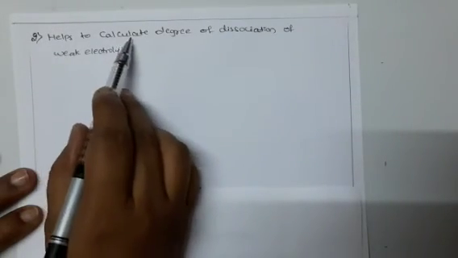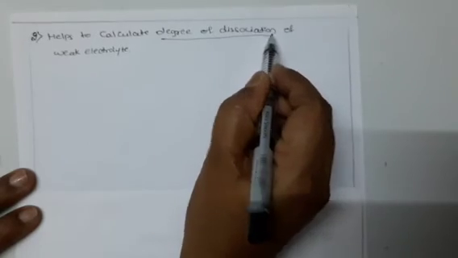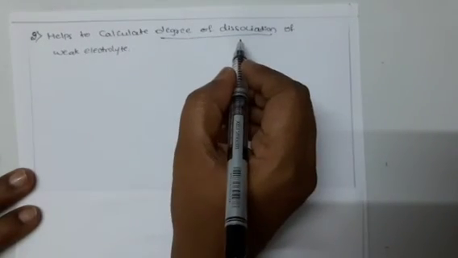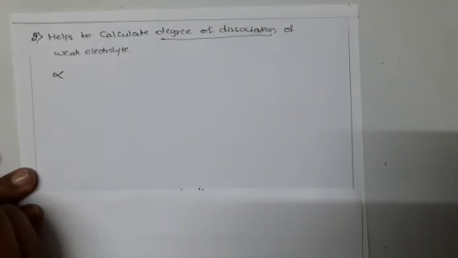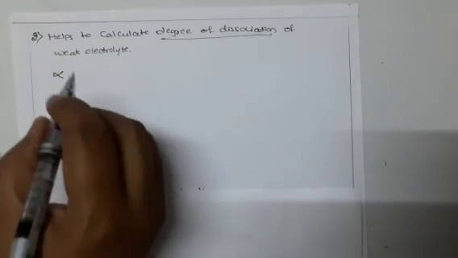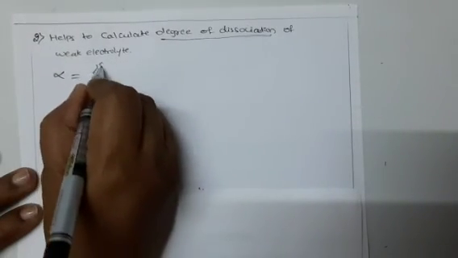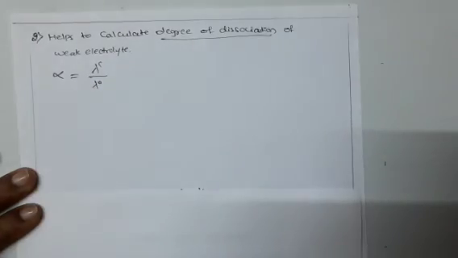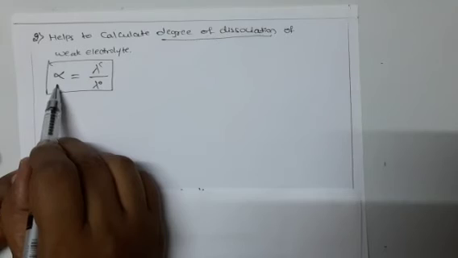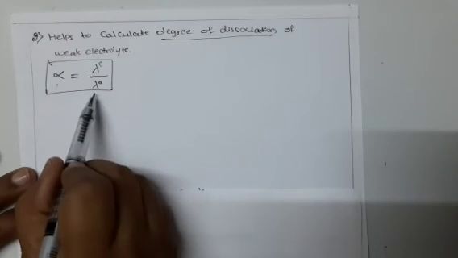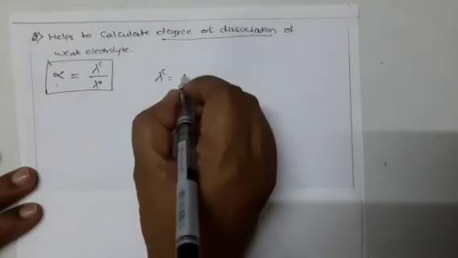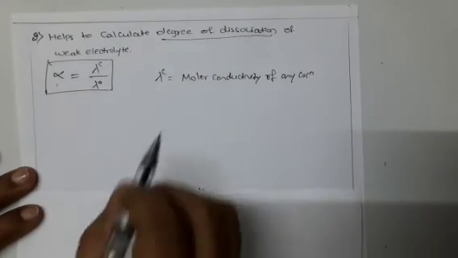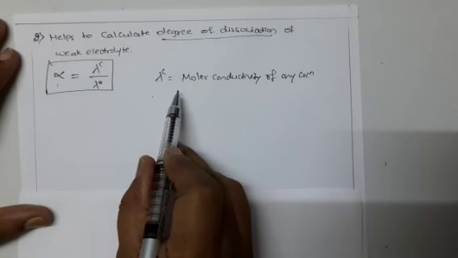Next, move on to the second application. Second, it helps us to calculate the degree of dissociation of a weak electrolyte. Degree of dissociation of a weak electrolyte is given by what? Alpha. Alpha is the degree of dissociation. So alpha is equal to lambda C divided by lambda naught, where lambda C is the molar conductivity at any concentration.